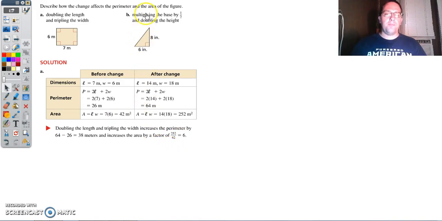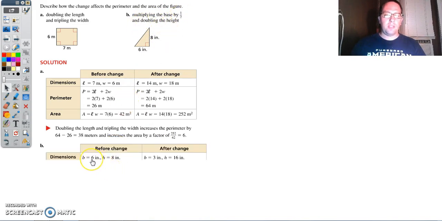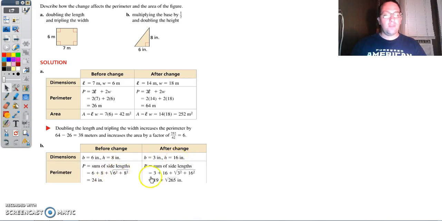All right, problem B, we're going to multiply the base by 1/2, going to double the height. So set up our table here. Base was 6, height was 8, half the base is 3, double the height is 16. Perimeter, going to have to do that Pythagorean theorem again. At least they were very nice and gave us right triangles so we could find the third side without having to do law of sines or cosines or something. All right. So this is, again, a Pythagorean triple, 6, 8, 10, adds up to 24. This is not, so we end up with square root of 256, which is lovely.